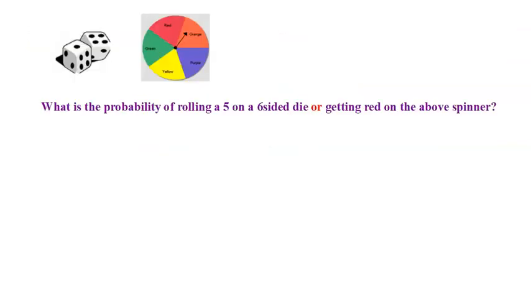All right. Now, we're going to do one other thing. Going back to the original question, which is rolling a 5 on a 6-sided dice and getting a red on the spinner. But what if I want one or the other? I don't care which one as long as you get a 5 or a red. Doesn't matter as long as you get one of them.